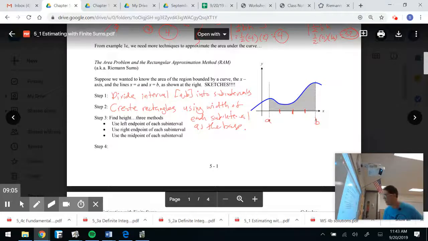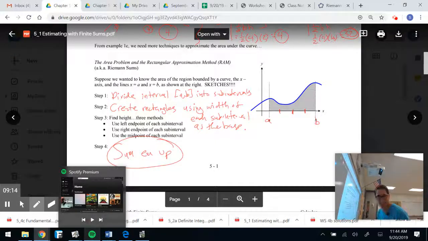Okay, and then the last step would be sum up. Add them up. Add up all your rectangles. And that's going to give us the area.